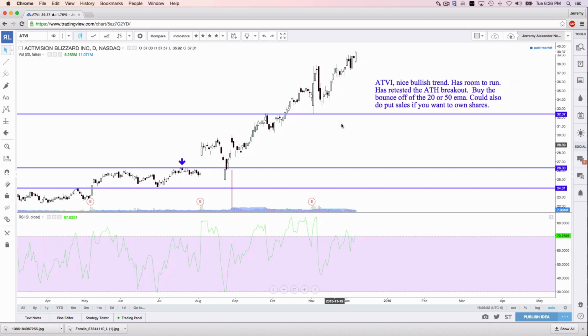All right, so Activision Blizzard. So here's a high on Activision Blizzard. Notice where this stock was. So right there before earnings, the stock was RSI was at an 83.